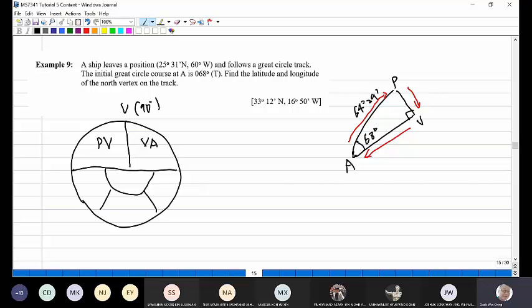Then the angle A, which is 68 degrees, we know already. Then the PA. PA we know is 64 degrees, 29 minutes. Then the angle P, which we don't know. And then there's the co-m in the middle.